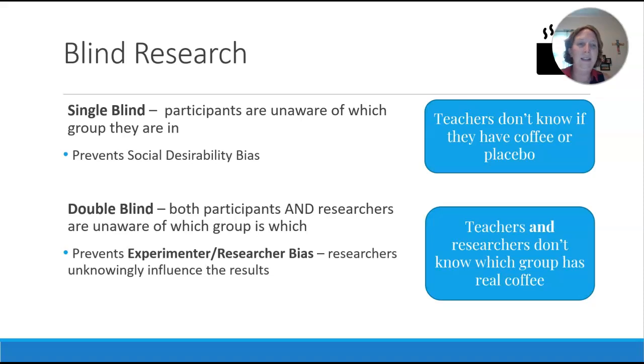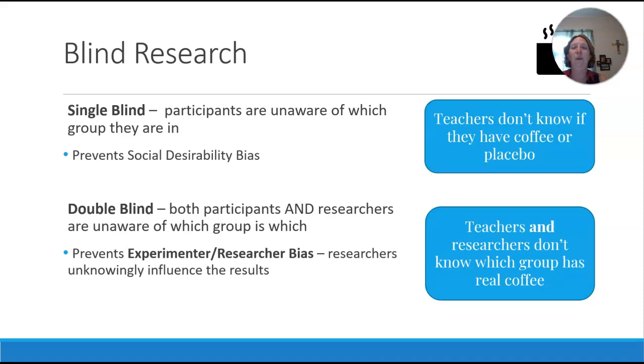And in the other case, teachers and the researchers don't know which group has real coffee. Because the researcher might go up to that experiment group and be like, feeling pretty good today, huh? Scale of 1 to 10. What do you think? You feeling pretty alert and pretty awake? So even the way they act with the participants could be influenced if they know which group is which.